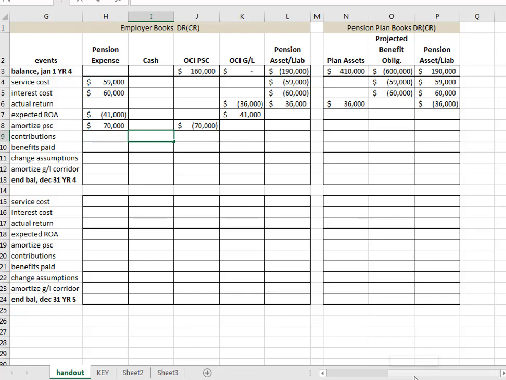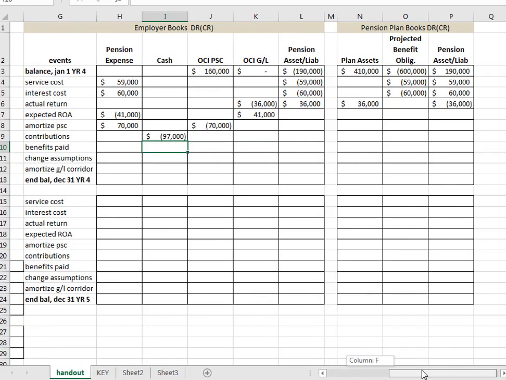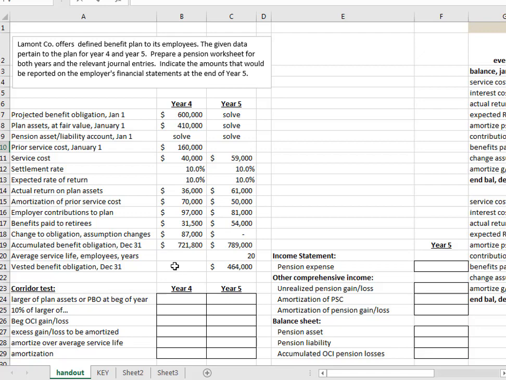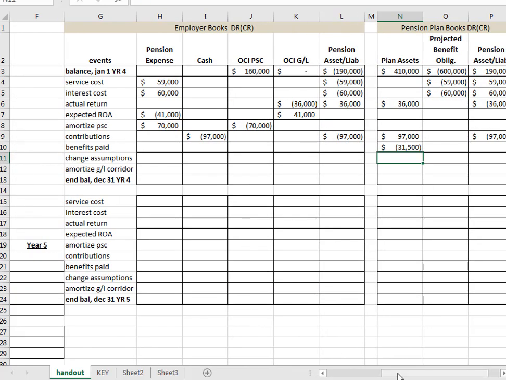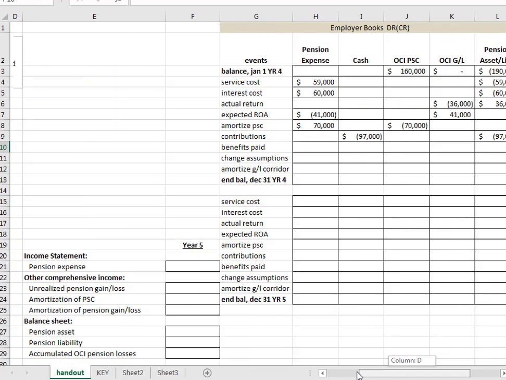All right, contributions that they made. All right, and the other side of the contributions, of course, is to the asset liability account. And so, get the sign right here. So the assets are bigger because they got some cash from the employer. All right, benefits paid are going to reduce assets and reduce the liability. And a debit reduces the liability, and there's no change to the net assets, and so then there's nothing going on in the employers. Was there a change to assumptions?